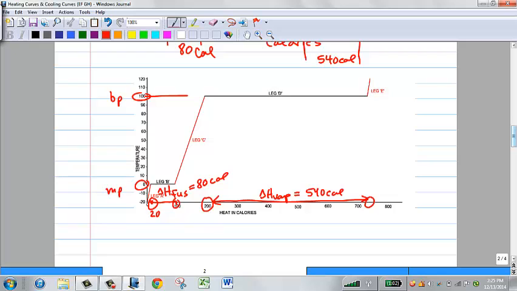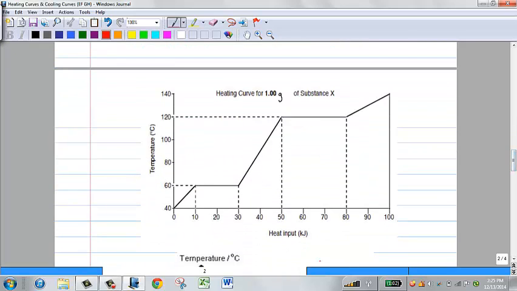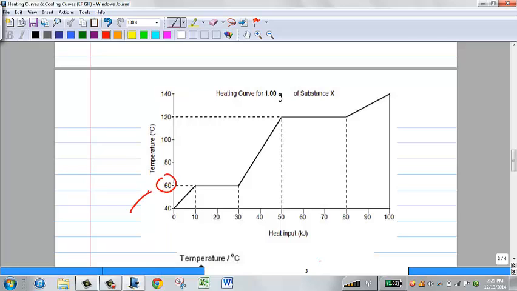What if it's not water? What if it's a different substance? Well, then I can read the information I need. The melting point of this substance, whatever it is, is 60. The boiling point of this substance, whatever it is, is 120. The heat of vaporization is 30 minus 10, so 20.